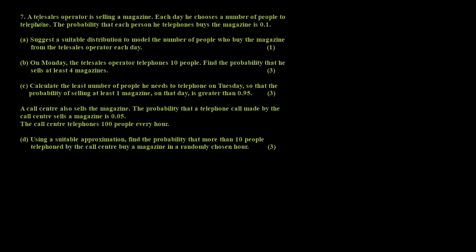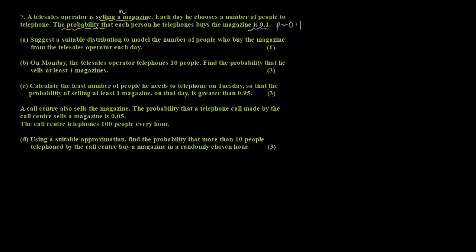So a telesales operator is selling a magazine. Each day he chooses a number of people to telephone. The probability, so this is binomial, that each person he telephones buys the magazine is 0.1. So we can say this is p equals 0.1. We don't know how many people, but I guess selling a magazine, this could be the n number of magazines, that could be n.